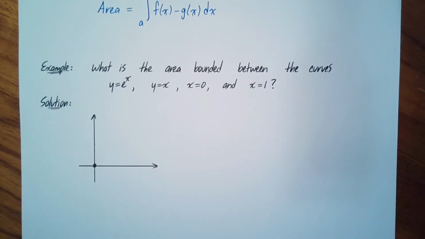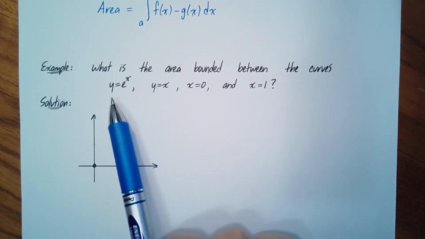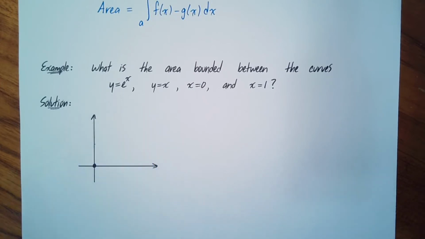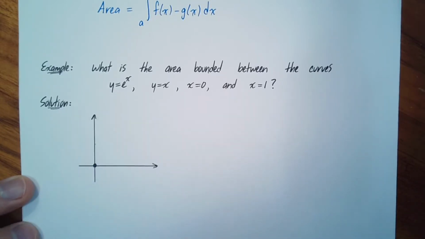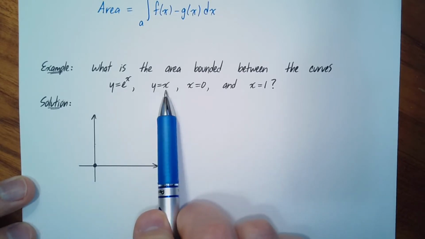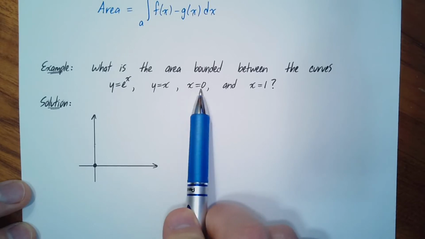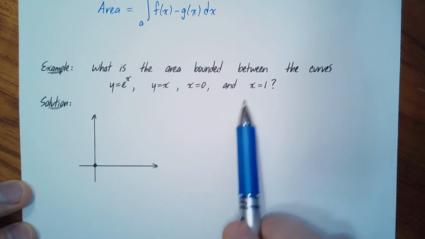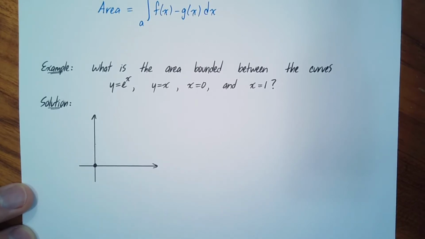Okay, so we're asked, what is the area bounded between the curves? And here are the curves. If again, you want to relax your understanding of curve to include possibly straight lines, we're just talking about graphs, really. So y equals e to the x, that's one of the curves. We've got y equals x, that's the identity line. x equals 0, that's the y-axis, the vertical line right along the y-axis, and then x equals 1, that's a vertical line right above wherever I draw 1 along the x-axis.